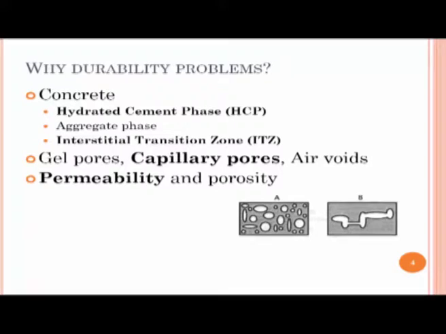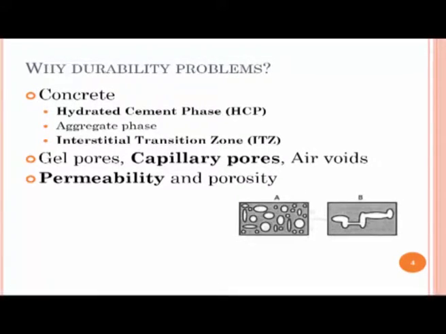Just to give you an example, consider these two systems A and B. You know that in system A there are a lot of voids. You can compare system A to something like thermocol or styrofoam, right? You know that styrofoam has a lot of air inside it, but styrofoam also has excellent insulating properties. Why? Because this air that is present inside the styrofoam is not connected. There is no connection between the air voids inside system A.